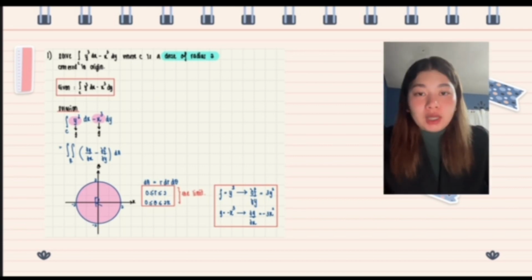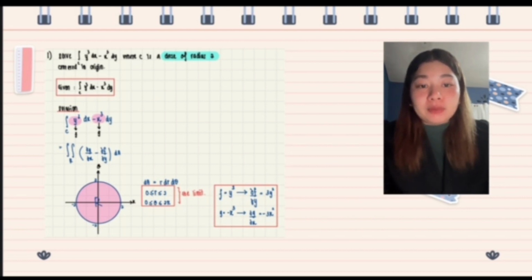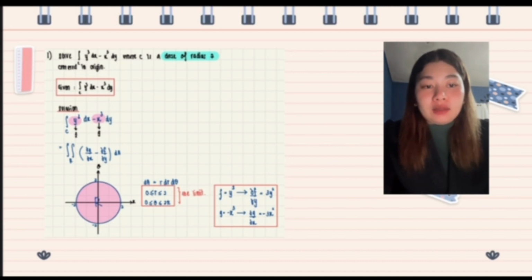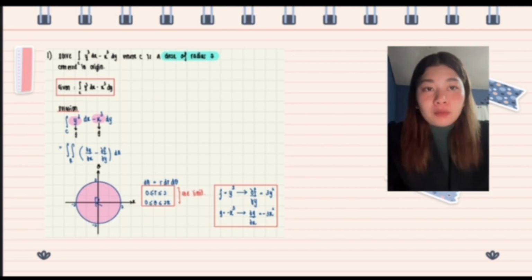Okay, the solution: integral y cubed dx minus x cubed dy. Now we assume that f is equal to y cubed and g is equal to negative x cubed. Next, we have the formula, the double integral of dg with respect to dx minus df with respect to dy, dA.